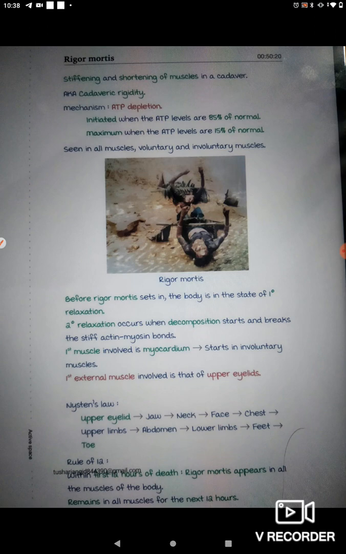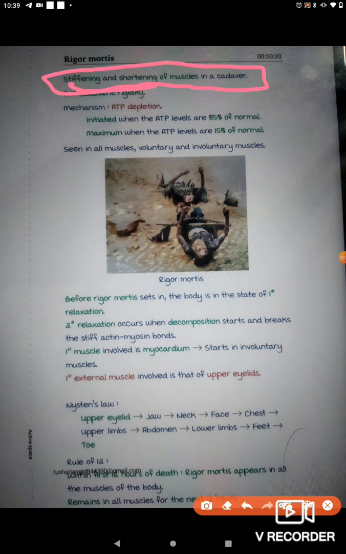Now we see rigor mortis. So what is rigor mortis? Rigor mortis is stiffening and shortening of the muscles in a cadaver. Rigor mortis, also called cadaveric rigidity, is due to ATP depletion. It initiates when ATP levels are 85% of normal and is maximum when they are 15% of normal.